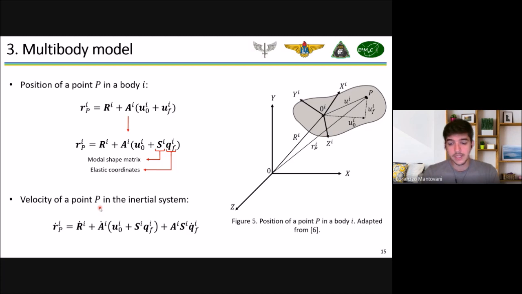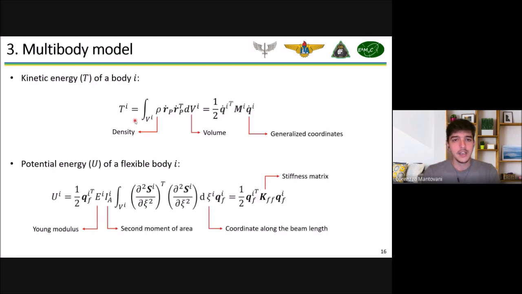With the position of this point P, we can obtain the velocity of this point P, and that's useful because then we can get the kinetic energy of this body. So if we integrate over the volume of body I, we have its kinetic energy, and rho is density. So what we have in the end is this, where K are generalized coordinates and M is a generalized mass matrix.